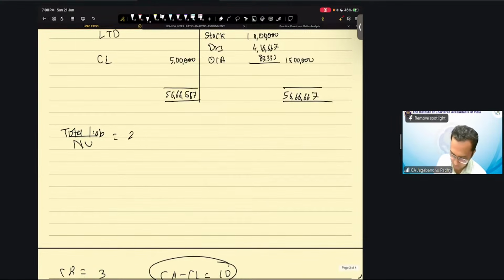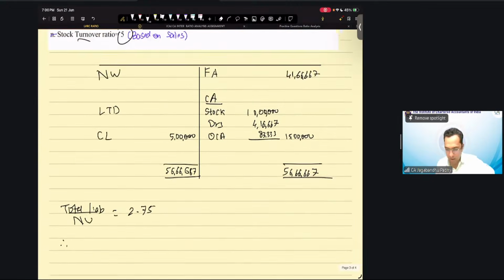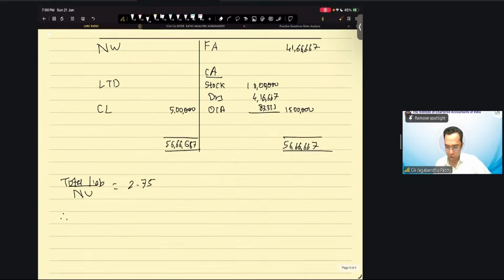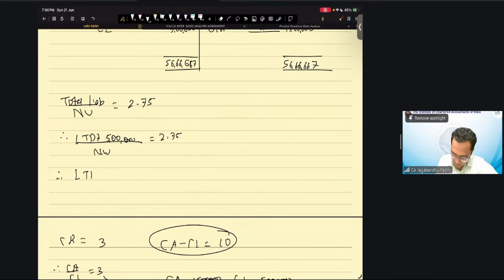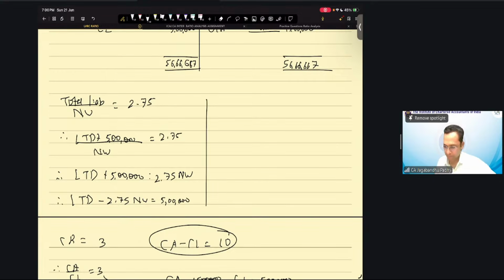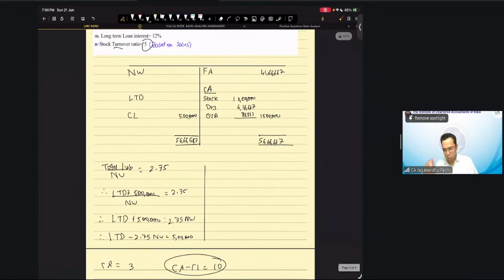Total liabilities to net worth is 2.75. So total liabilities is going to be long-term debt plus 5 lakh divided by net worth is 2.75. So we had an equation: long-term debt plus 5 lakh is equal to 2.75 net worth. So we have long-term debt minus 2.75 net worth is 5 lakh. Then the other side is total of all should be equal to 56 lakh 66,667.